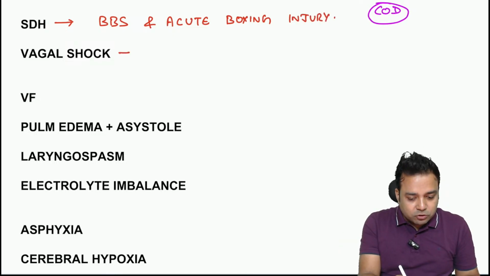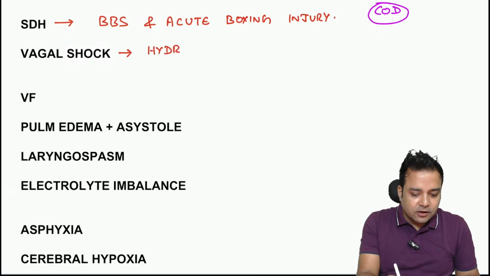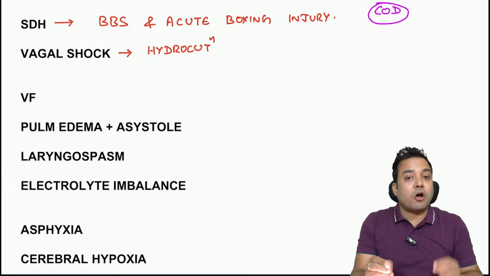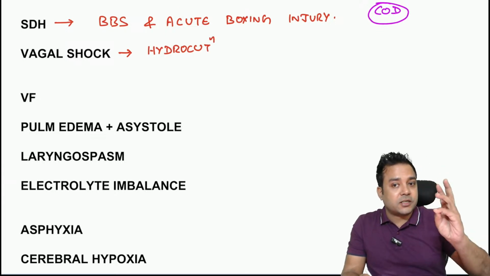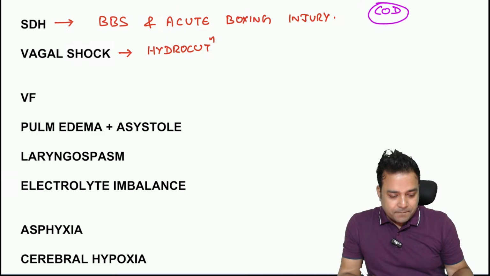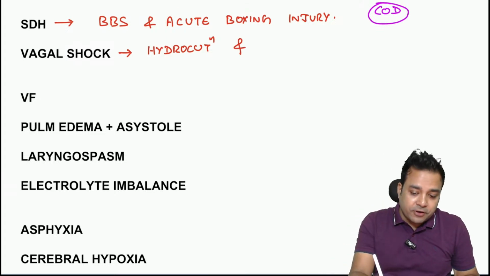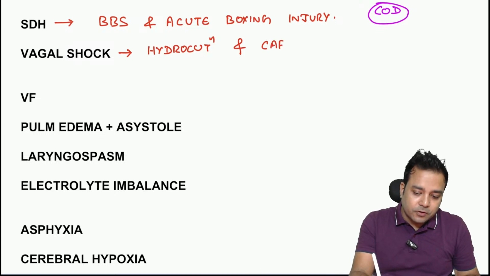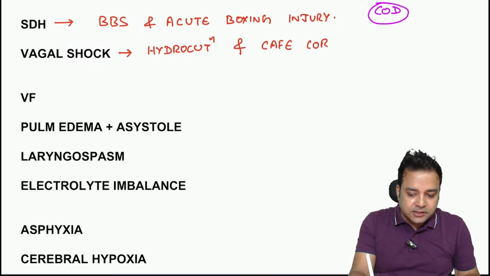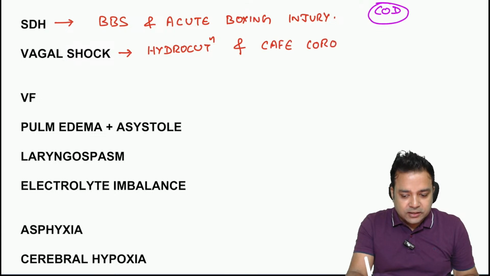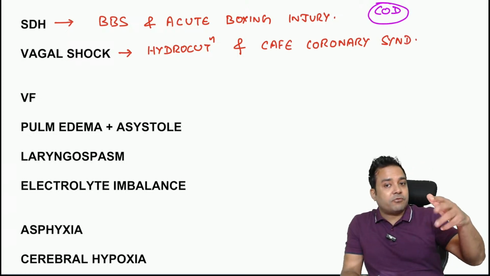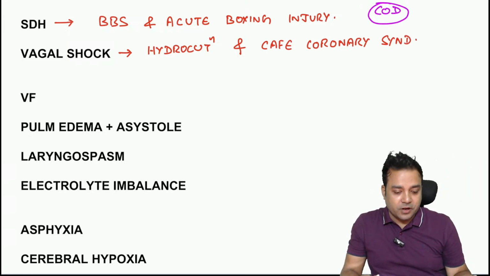Vagal shock is the most common cause of death in hydrocution cases, which is also called drowning in cold water or immersion syndrome. Okay, vagal shock, and this is also the most common cause of death in cafe coronary syndrome, where the recurrent laryngeal branch of vagus is mostly implicated in causing immediate death of an elderly alcoholic person.